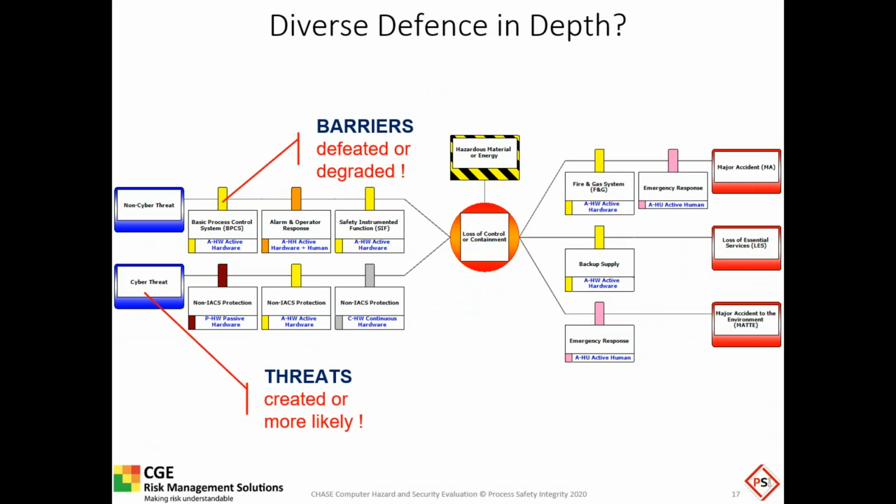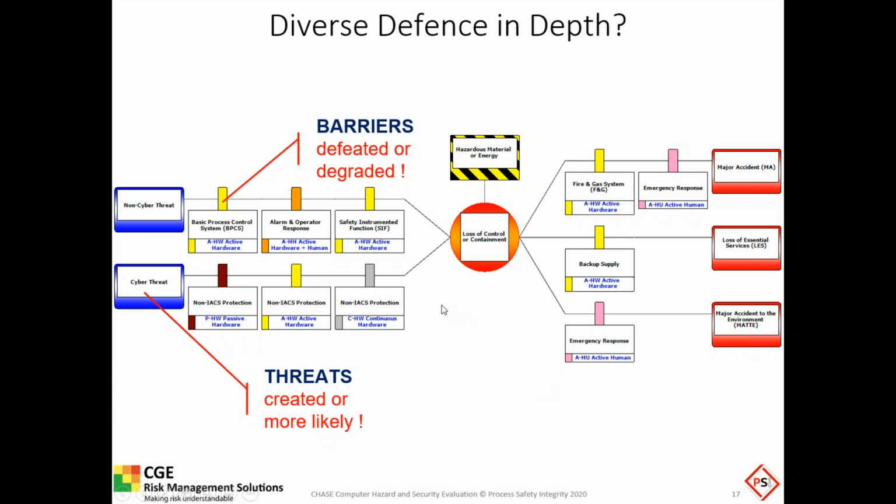So if we look forward to how that would appear on a process safety bow tie diagram, this is just a very simplified view. We've got hazardous material, we lose control, it could lead to harm to personnel through a major accident. It could lead to commercial problems through production interruption, or it could lead to damage to the environment.